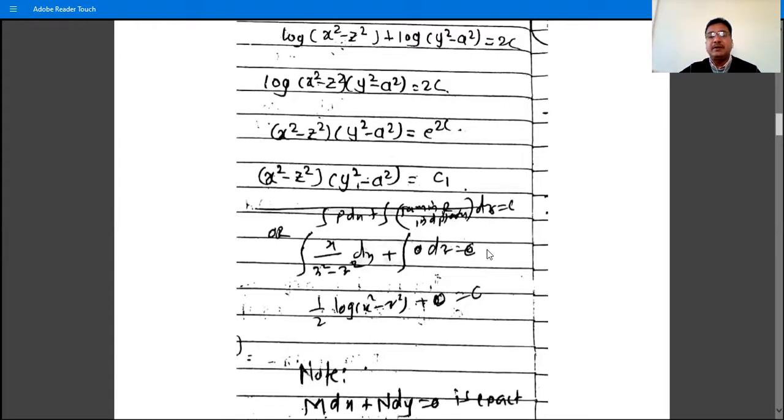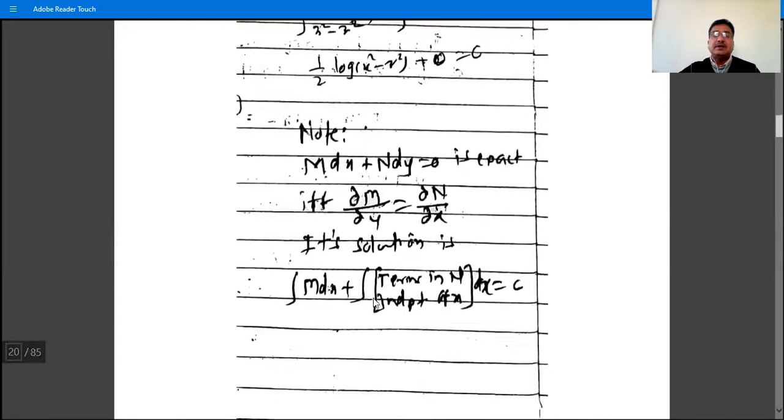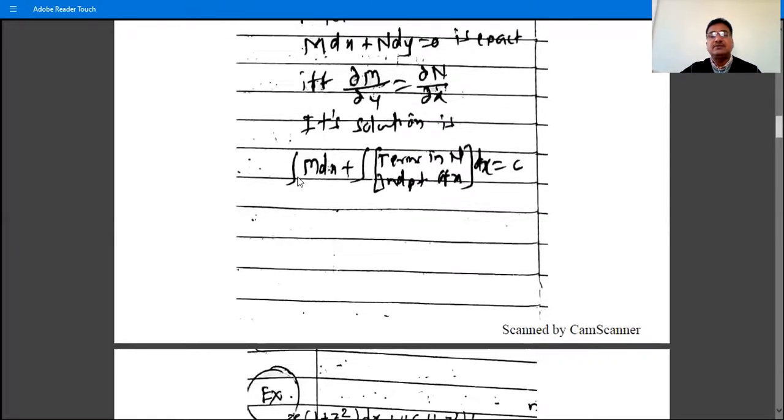So actually the general formula, if the differential equation is in this form, m dx plus n dy equal to 0, where m and n are functions of x and y. So when this differential equation in x and y is exact, that is, if dou m by dou y is equal to dou n by dou x, then its solution is: integration of m dx plus terms in n independent of x dy is equal to a constant.